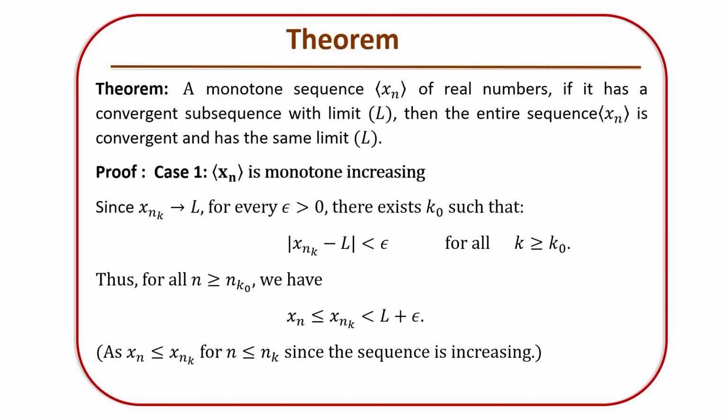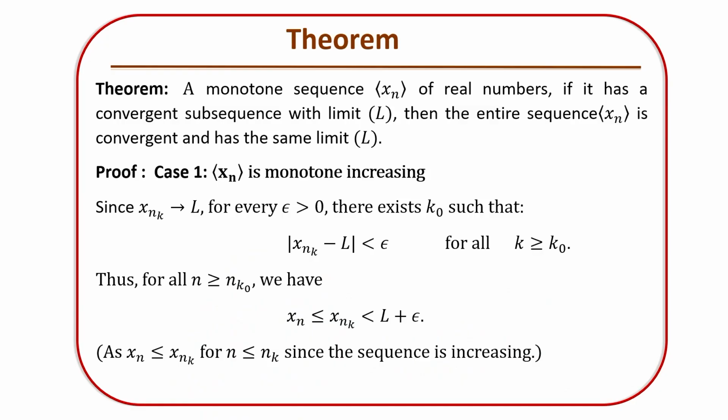I believe you remember the monotone convergence theorem, where we understood that if a monotonic increasing sequence is bounded above, then it must converge to its least upper bound. Similarly, a monotonic decreasing sequence that is bounded below must converge to its greatest lower bound, that is, the infimum of that sequence. That was the theorem previously, which is also called the monotone convergence theorem.